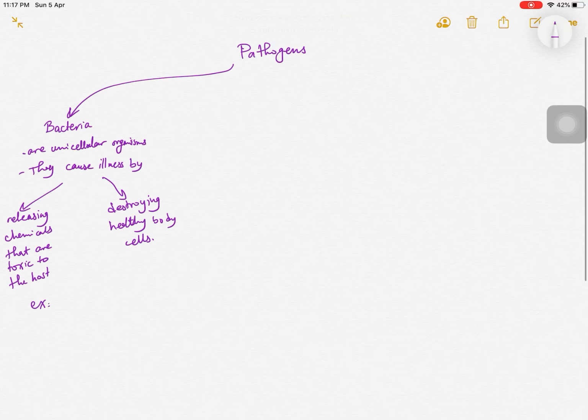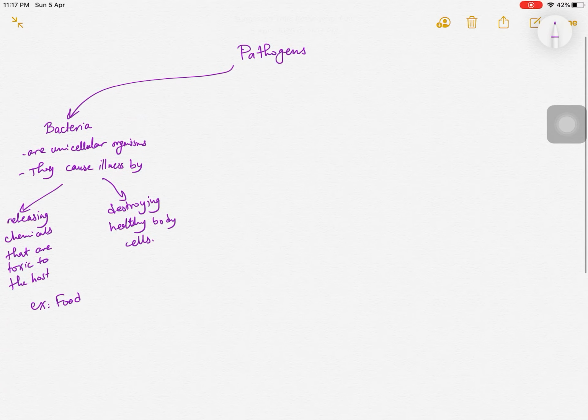Now, an example of a disease caused by bacteria is the food poisoning that we discussed in the previous lesson. This is a disease caused by bacteria that release toxins.